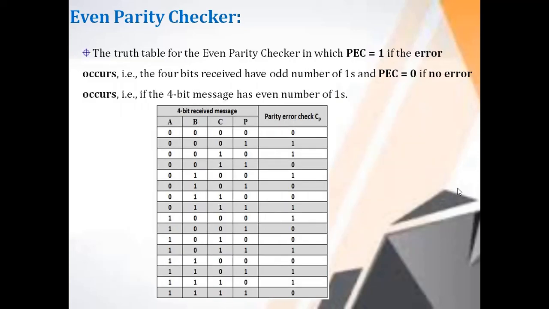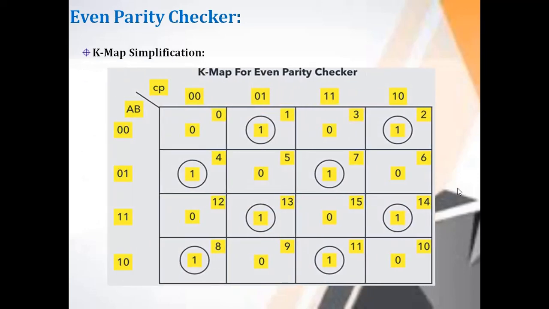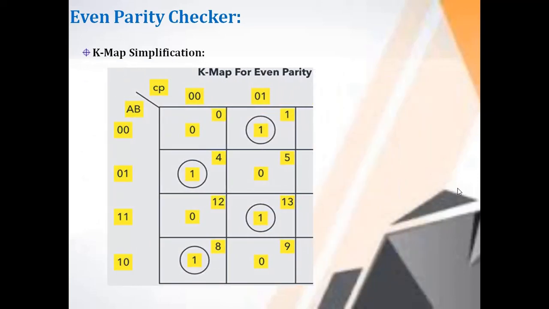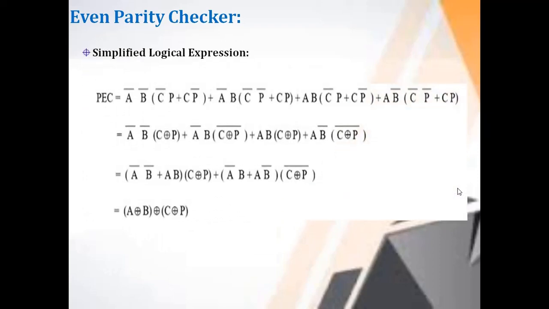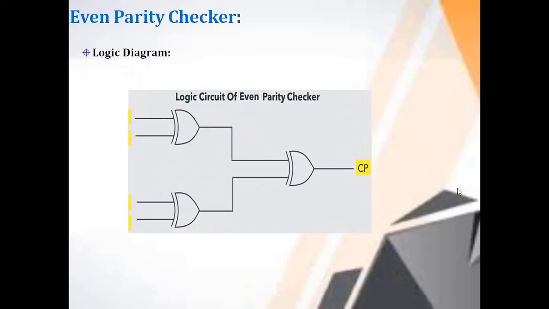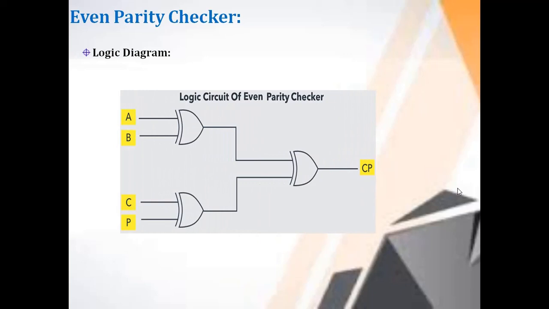So this is the truth table of the parity error check in the even parity checker. This is the K-map simplification of that truth table. From this truth table we can get the logical expression. This is the logical expression of the PEC, parity error check. From this logical expression we can easily form the logic circuit. So this is the logic circuit of the even parity checker.